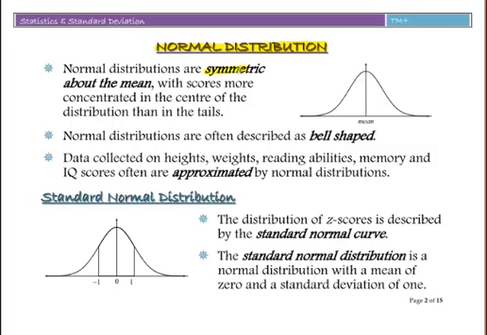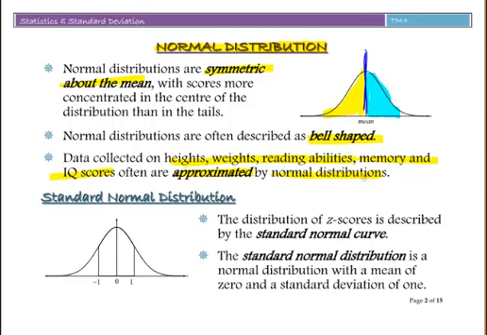Now, normal distributions are symmetric about the mean, and you can see that with this curve here. This is my normal distribution, and you can tell from that that this side of the curve is equal to this side. So it's symmetrical about the mean, where our mean is this centre point here. Normal distributions are often described as bell-shaped. Data collected on heights, weights, reading abilities, memory, IQ scores are often approximated by normal distributions.